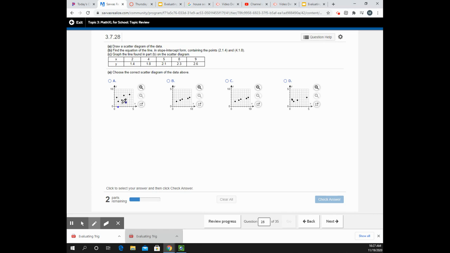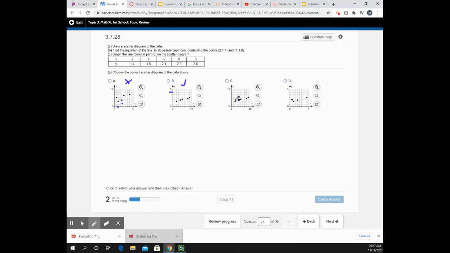So it needs to be about right there. This one is not it. This one's counting by 10, so 2, and then the y-axis is 5. So this would be 1. This is probably close, so I'm going to say this one so far.